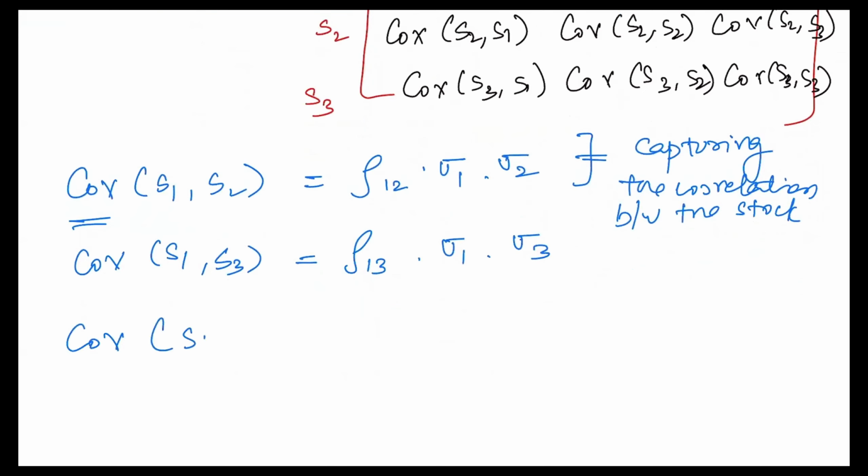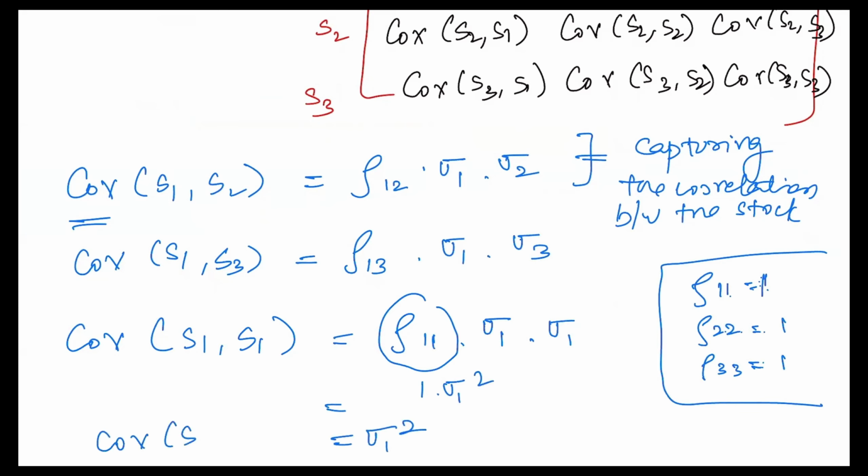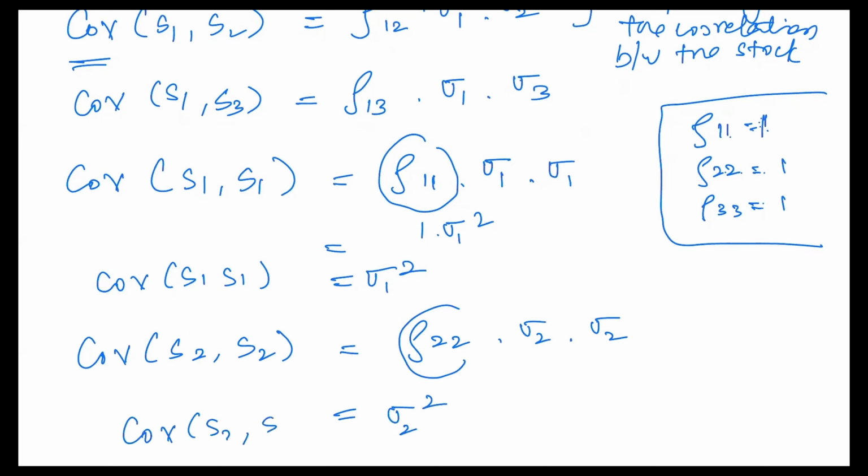So you might be thinking, what is the covariance of S1, comma S1, right? It will be the correlation of stock 1 with itself times the standard deviation of stock 1 times the standard deviation of stock 1. The correlation with itself is nothing but 1. So if you see row 1, 1, row 2, 2, row 3, 3, right? These will all be 1. The correlation with self is always 1, okay? So what will be our formula? 1 times sigma 1 square, which is nothing but sigma 1 square, right? So the covariance between S1, comma S1 is sigma 1 square. Similarly, the covariance between S2, comma S2 is the correlation of stock 2 with itself times the standard deviation of stock 2 times the standard deviation of stock 2. The correlation is nothing but 1. So this will become sigma 2 square. Covariance of stock 2, comma stock 2 is this.